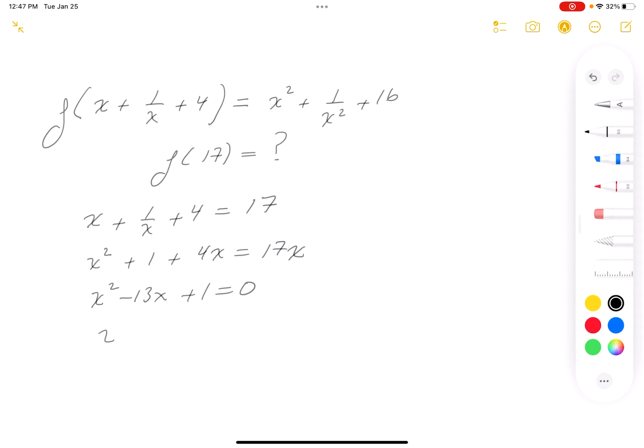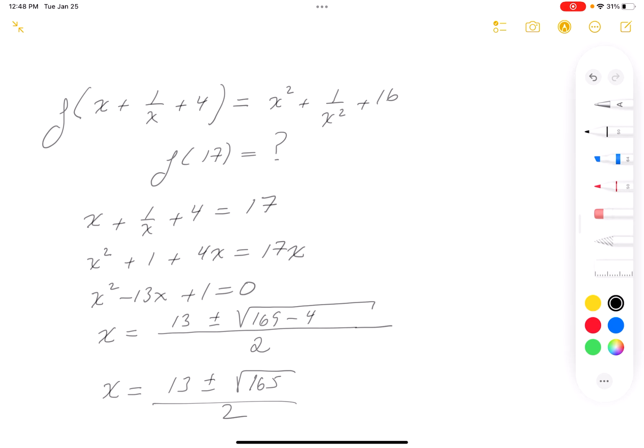And you can use the quadratic formula, right? x equals, well, it's not that bad. It's going to be 13 plus or minus the square root of b squared, 169, minus 4 times 1 times 1, over twice a, which is 2. So x equals 13 plus or minus the square root of 169 minus 4, 165.